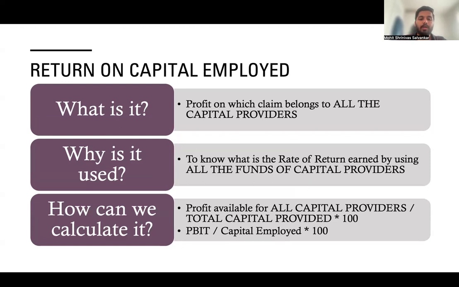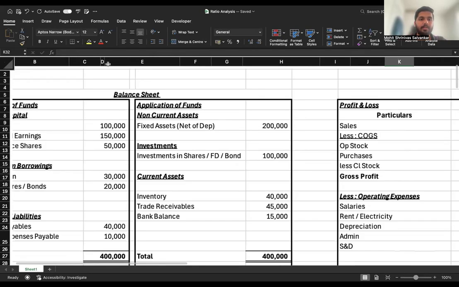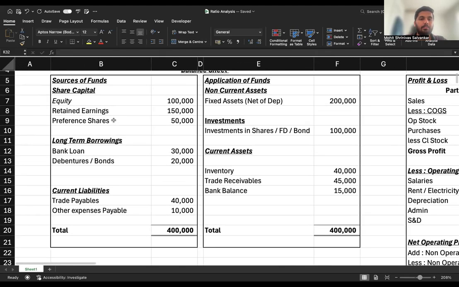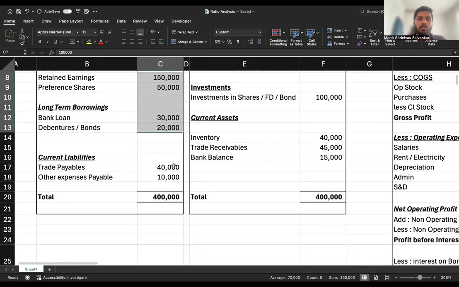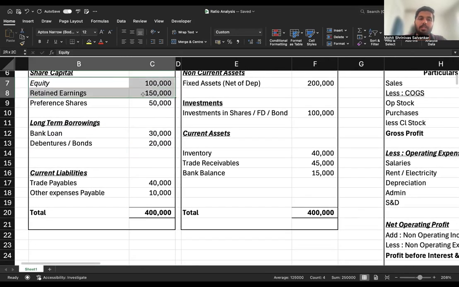So, if we go back to the Excel again, I said that the company borrows funds from shareholders, preference, bank, and debentures. So, all of this together is called capital. This is internal capital, this is external capital, but it is capital. Equity capital, debt capital, but it is capital. So all of this put together is called capital employed.